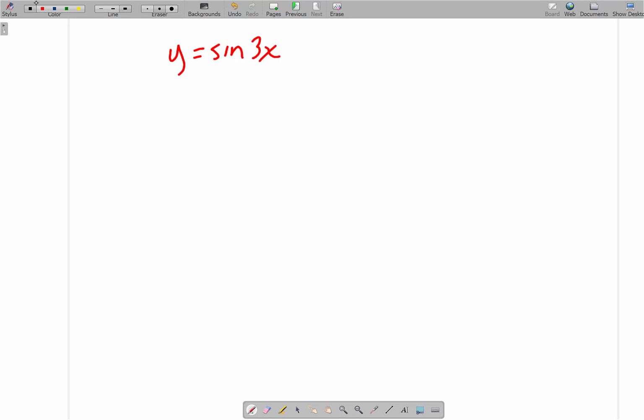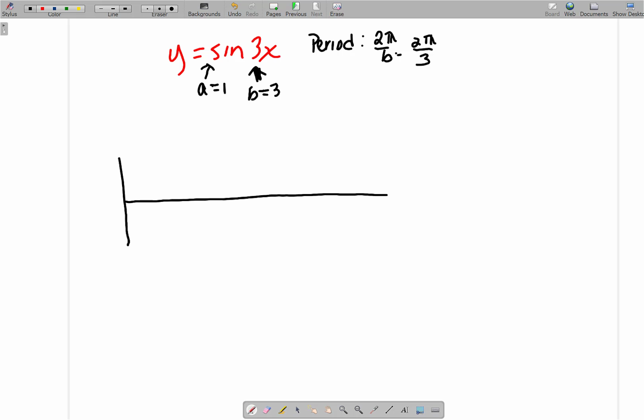Now, again, let's identify A. A equals 1. B equals 3. So our period will be 2 pi over b equals 2 pi over 3, 2/3 pi. Okay, so now when we go to do our little graph, it's not going to be so nice. We start with 0, and then at the very end, we're going to have 2 pi over 3.